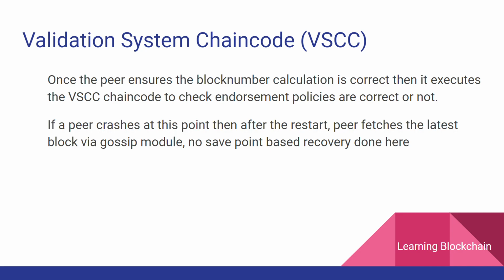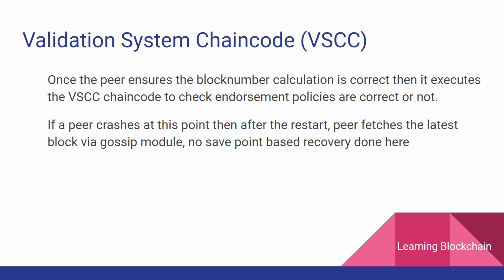So these kinds of policies state that organization 1 and organization 2 both need to sign this particular transaction, and only then will this transaction be stated as valid. So this is a very rough idea of the endorsement policy. Here, via the validation system chain code, the peer ensures that the endorsement policies are correct or not.